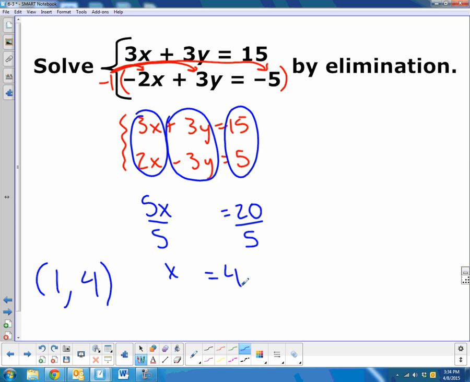Oh, and I wrote this incorrectly. I apologize. I flipped these around. It should be 4, 1. No wonder you're watching this video. Okay, so x equals 4. We got the correct answer for x equals 4.